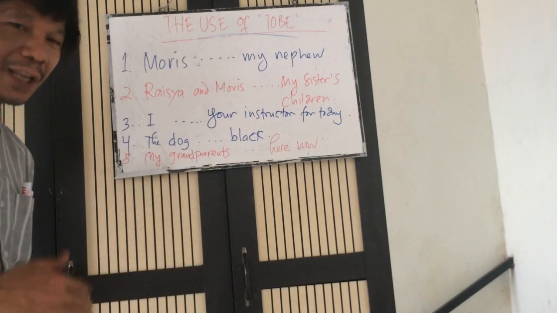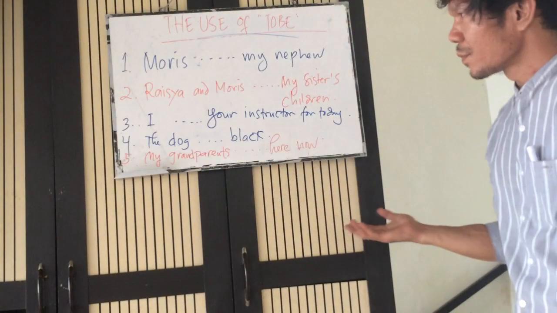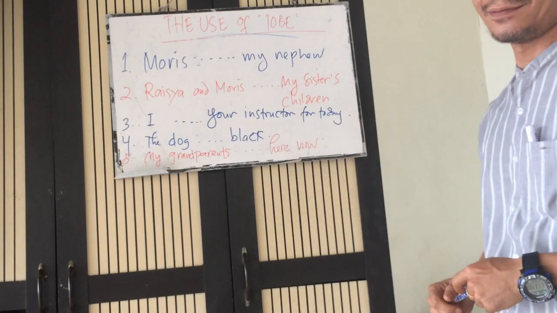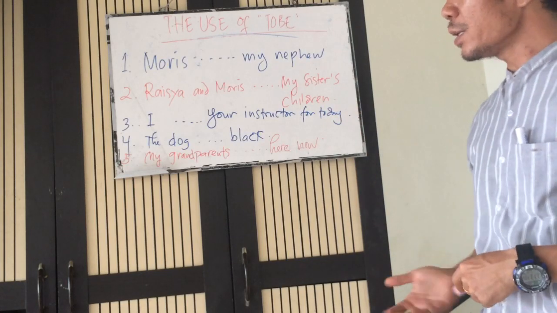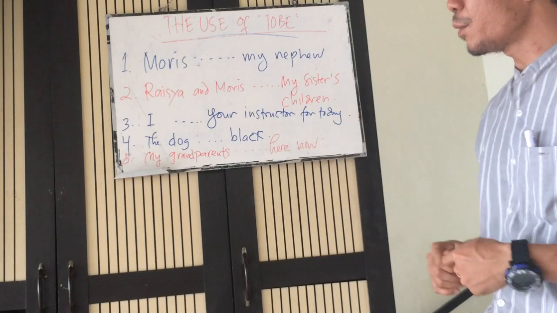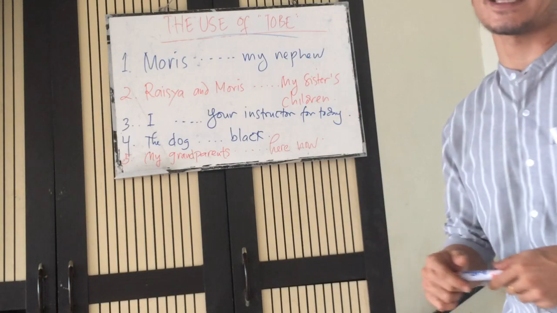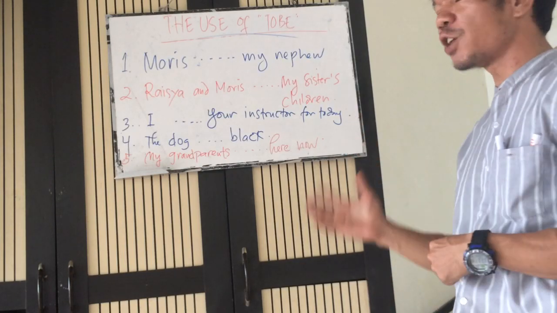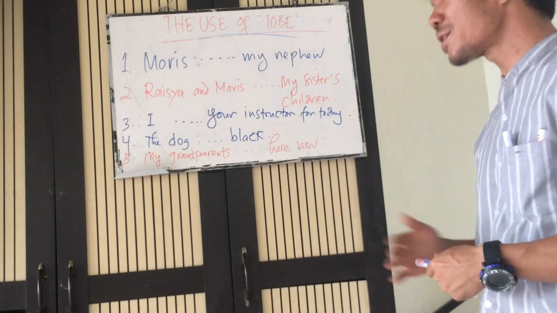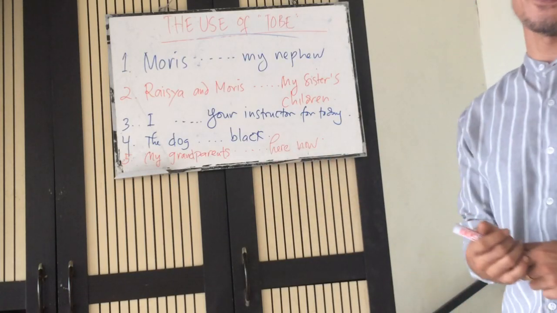Yeah. Can you see it clearer? Alright, so I read number one. Maurice blank my nephew. Number two, Raisha and Maurice blank my sister's children. And number three, I blank your instructor for today. And number four, the dog blank black. And the last number, number 5, my grandparents blank here now.